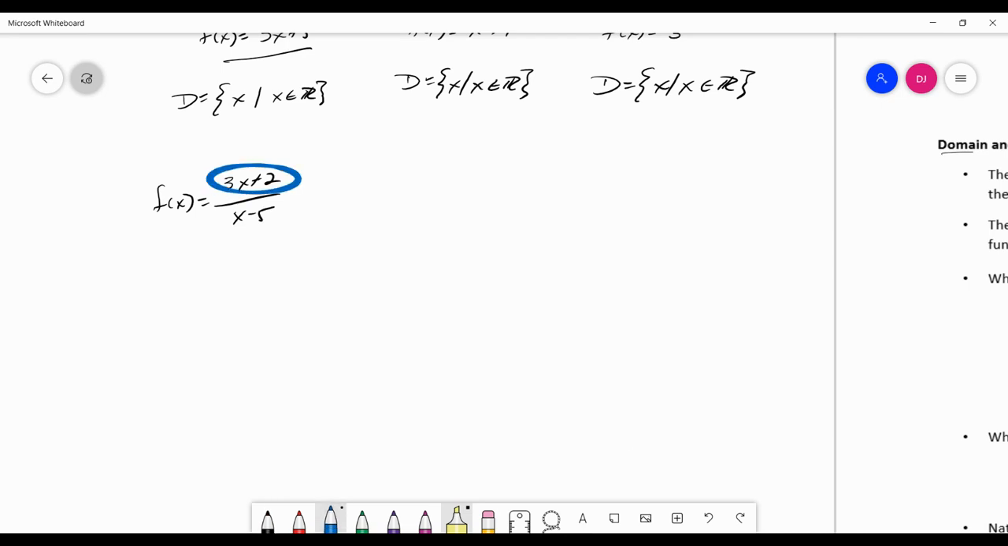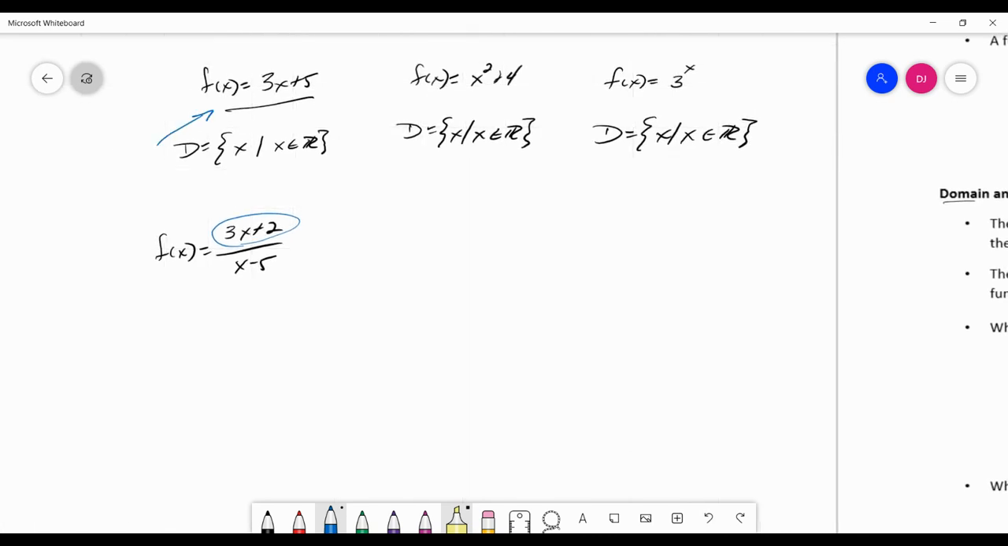In my numerator, x can be anything. That's a linear function, very similar to this guy here, where x can be anything. But my denominator has a problem. That denominator cannot equal 0. You can't divide by 0. Here's a quick explanation of that.